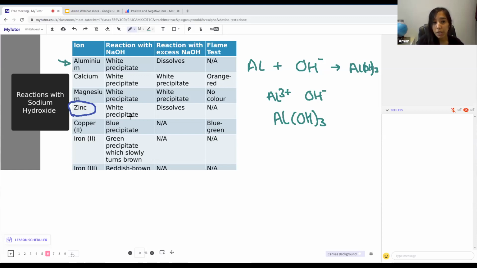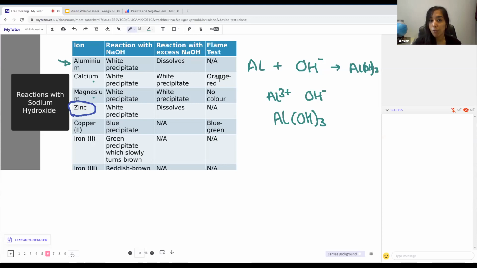Okay, so that's aluminium hydroxide. Calcium will react with sodium hydroxide to form a white solid. And if we put excess sodium hydroxide in there, we will continue having that white solid. So it does not dissolve. But we also know that calcium has a flame test. So what that's really important for is that if you have an exam question asking you about calcium and magnesium, the way to tell between them is that the flame test color for calcium is orange-red, whereas magnesium does not have a flame test color. So we can tell between calcium and magnesium by doing a flame test, because they both produce a white precipitate or a white solid with sodium hydroxide. And when we do excess sodium hydroxide, they will continue to have that white solid.